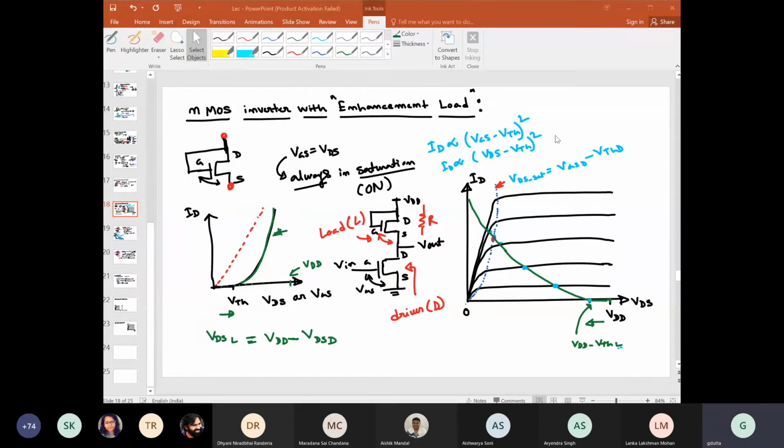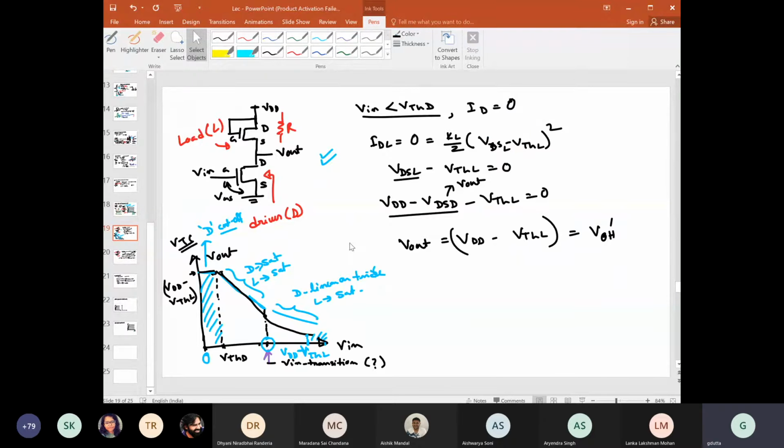So in the last class, that is yesterday, we did this NMOS inverter with enhancement load. We already know now what an enhancement load is. If we connect it, what do we expect in terms of the voltage transfer characteristics of this particular inverter? We did it in quite some detail, and we have also seen the expected VTC here. From here, quite a few things we have observed.